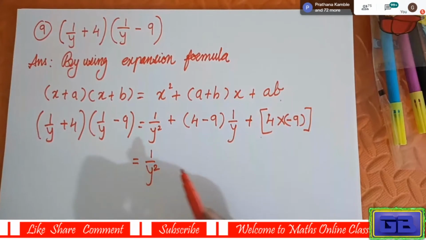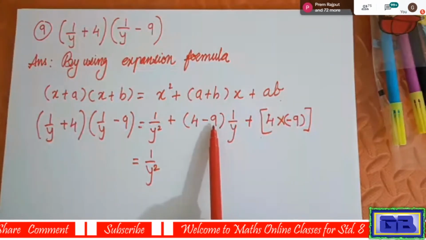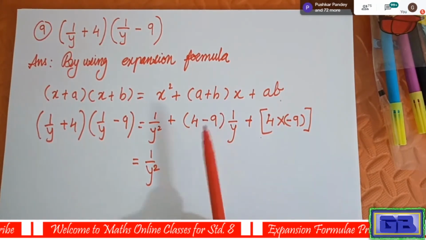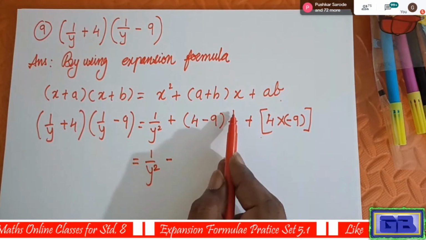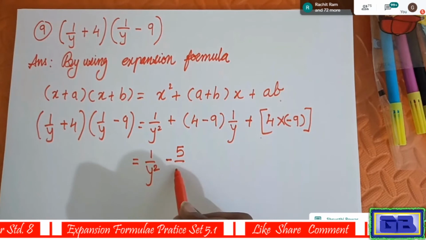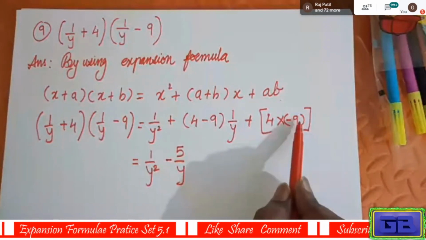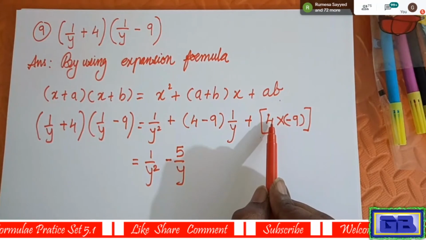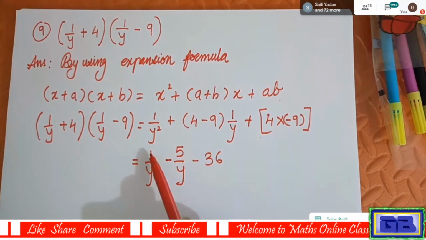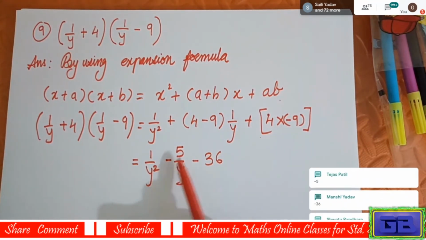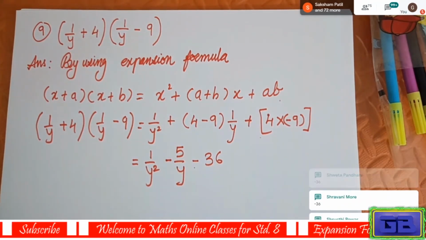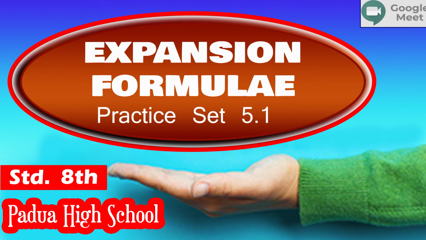1 upon y square. Now again tell me, 4 minus 9 is what? Always you have to subtract this number from this. Correct. Minus 5 into 1 is again minus 5 upon y. Minus 5 upon y. And now here 9 4s are how much? 36. Positive into negative, it becomes negative 36. 1 upon y square minus 5y minus 36. This is the answer.